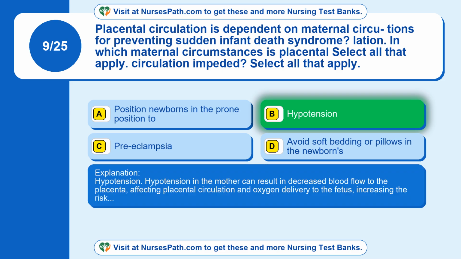Hypotension. Hypotension in the mother can result in decreased blood flow to the placenta, affecting placental circulation and oxygen delivery to the fetus, increasing the risk.